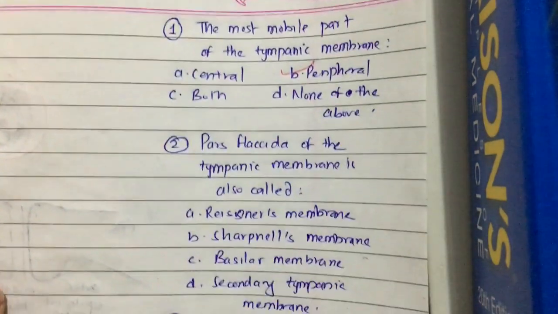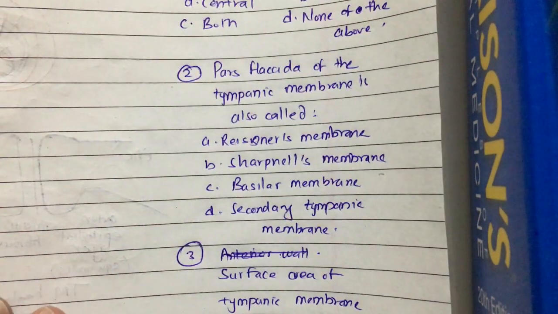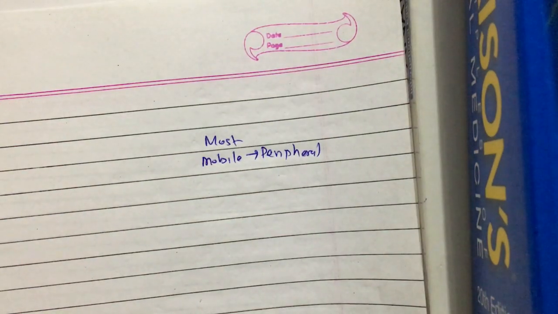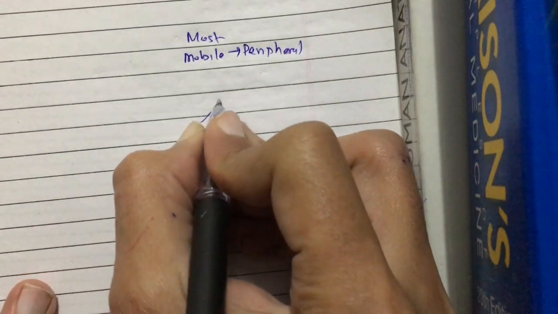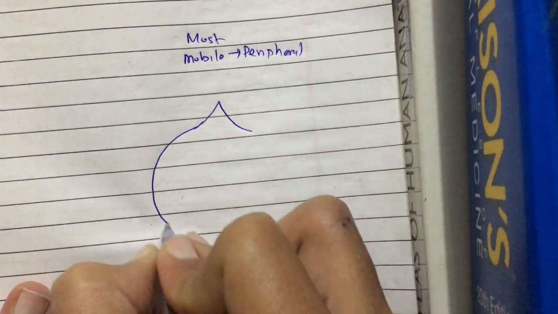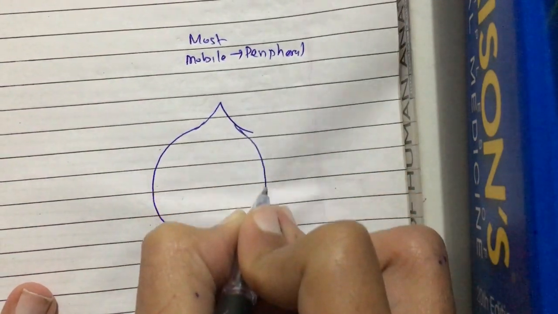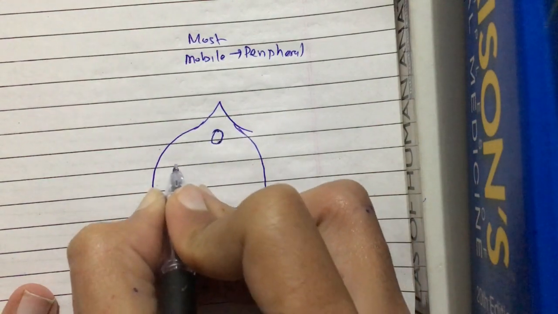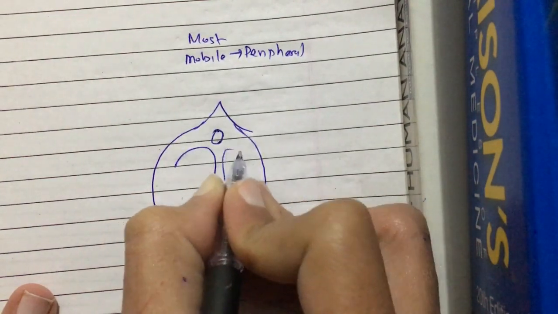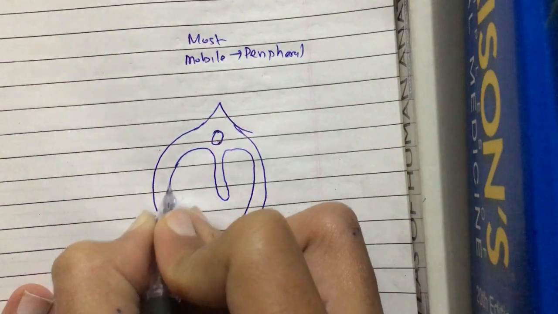Pars flaccida of the tympanic membrane is also called... The tympanic membrane has two parts. One is pars flaccida, and the other is pars tensa.